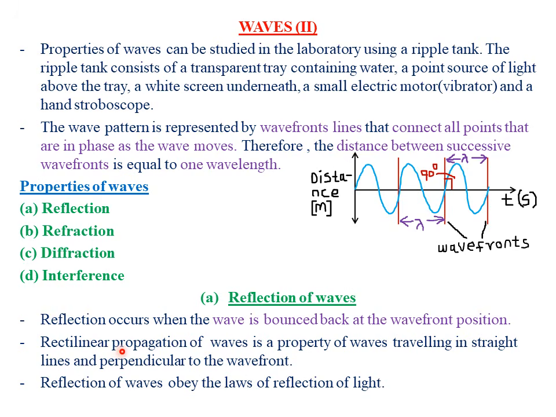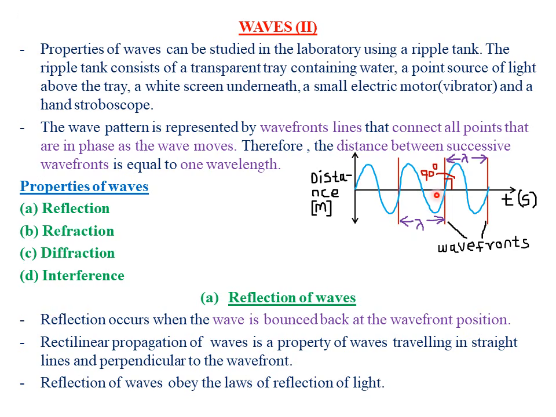Then rectilinear propagation of waves is simply a property of waves traveling in a straight line and perpendicular to the wavefronts. Remember, under Form 1, under rectilinear propagation of light, we said it is a property of light which suggests that light travels in a straight line. But for this case, we are looking at all types of waves. So rectilinear propagation for waves is a property which suggests that waves travel in straight lines and perpendicular to the wavefront.